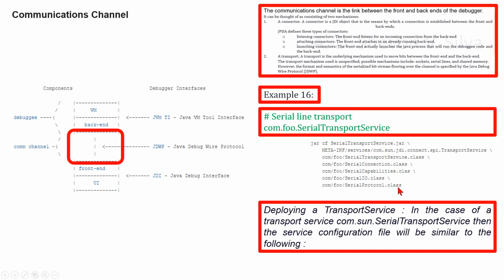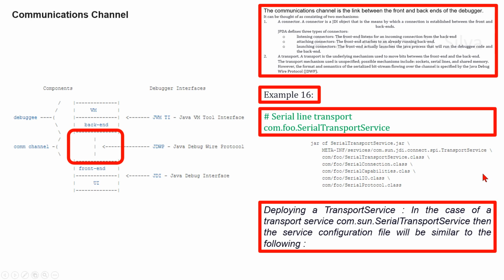For example, we will assume that the implementation involves a number of classes. As per the deployment of connectors, the jar file is then copied into the location that is visible to the system class loader. The transport service may have native methods or rely on other APIs that require a native library. In that case, the native library must be in a location that allows it to be loaded using System.loadLibrary.